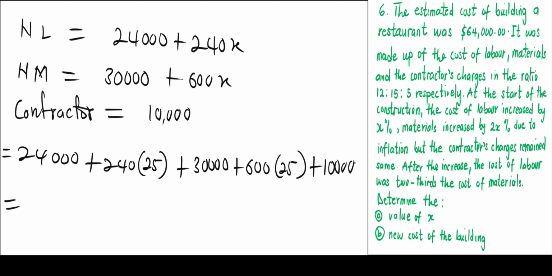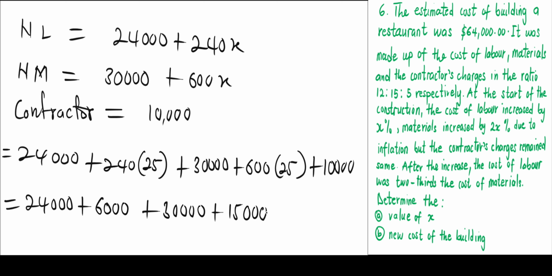So here we are going to get 24,000 plus, then we have 240 times 25, and this will give us 6,000. Okay, then plus 30,000 plus 600 multiplying 25, and that will give us 15,000. All right, we have 15,000 here. Okay, then plus the contractor's charge, which is 10,000. So here we are going to add all.